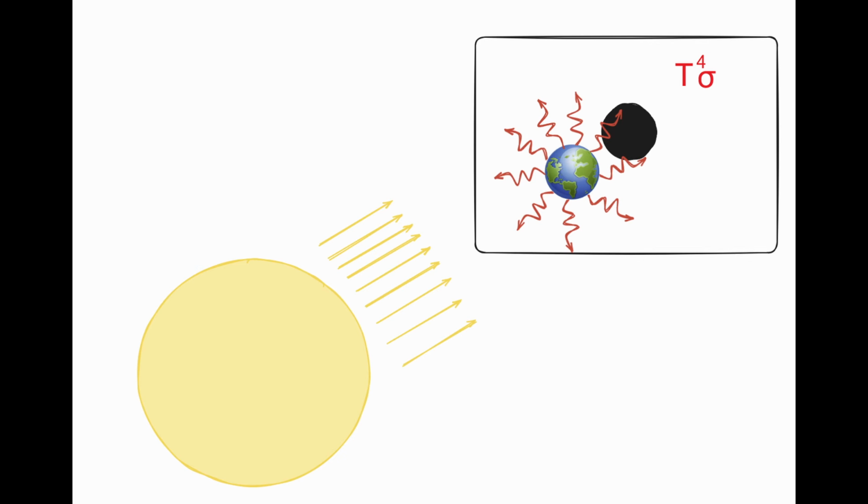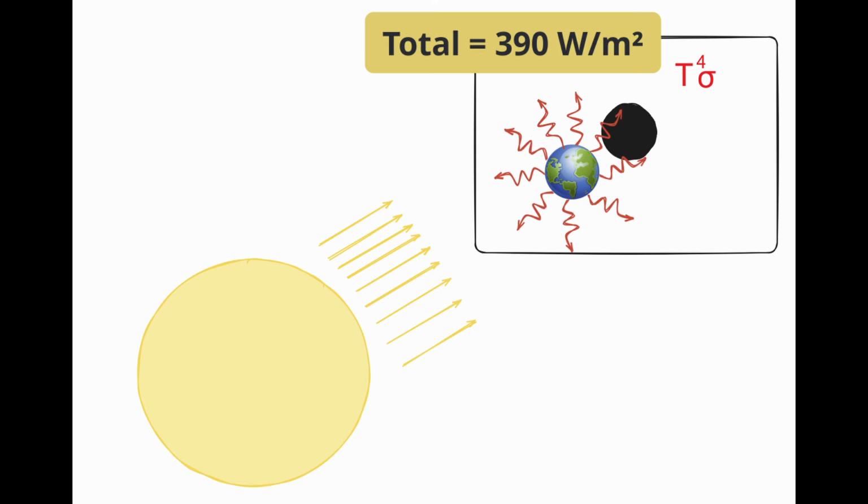So it is the area of a flat circle, not the area of a sphere or half sphere. So that gives us the total intercepted from the sun by the Earth. We also have the amount that the Earth is emitting per meter squared due to the Stefan-Boltzmann law. That was the 390 watts per meter squared.